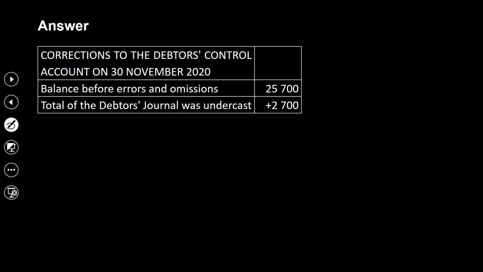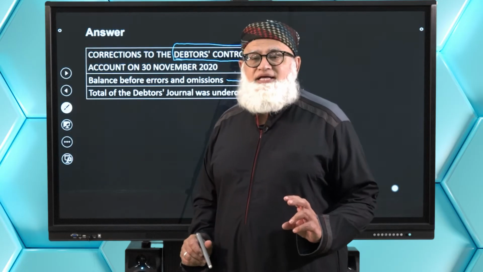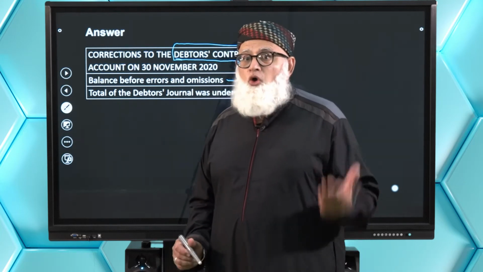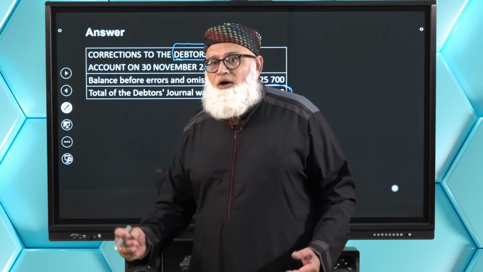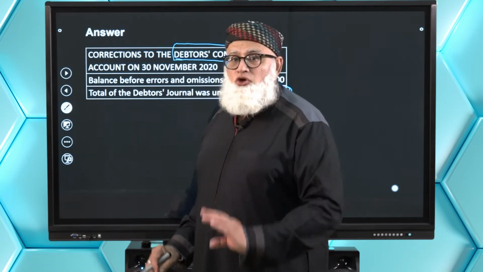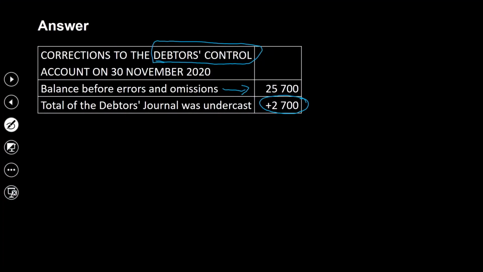So we go to the control account. That's where we're going to fix it. What are we going to do? That was the starting balance, and because it was undercast, we're going to add to it an amount of 2,700. Clear? Right. Now the question arises, does this impact on my list? Not at all. It only affects my control account and therefore it is only corrected in the debtors control account. Okay, next one.